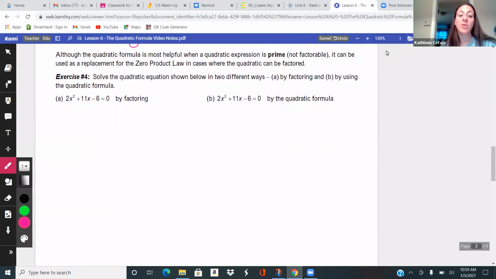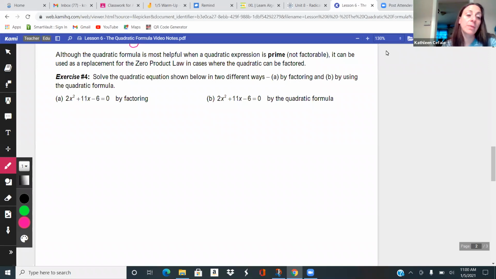Okay, so quadratic formula is helpful when a quadratic expression is prime or not factorable. But it can be used as a replacement for that zero product law in cases where it can be factored. So in other words, I could take a problem and I could factor it. I could take a problem and I could do the quadratic equation. You could do either. Both of these are used in solving quadratic equations. It's a preference. So unless it specifically says, like it does here, that you have to use one method over another, it's kind of your choice.